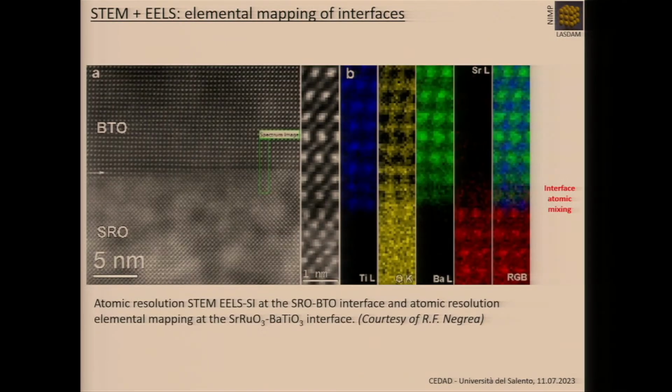So this kind of elemental mapping allows us to see, to say that indeed we have a mixture of strontium and of barium at the interface, not only strontium or barium. So we have a local interdiffusion at the interface.